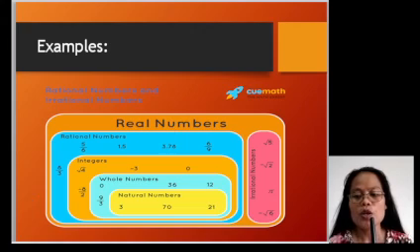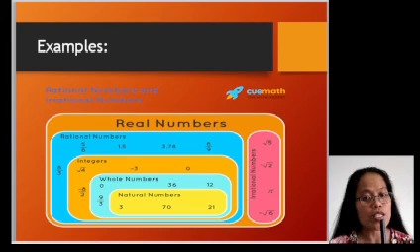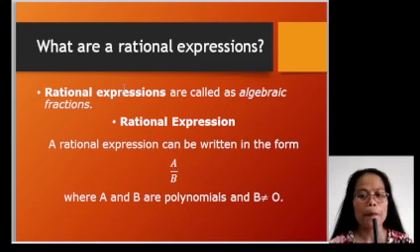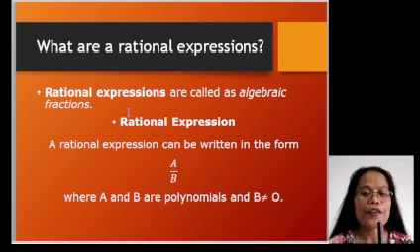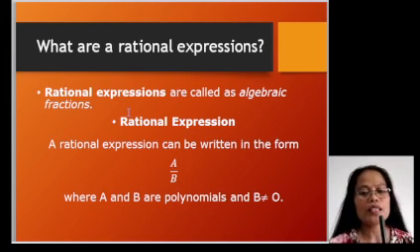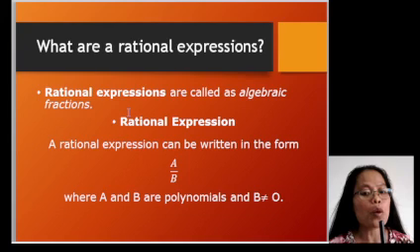And now we will go to rational expressions. What are rational expressions? Rational expressions are called algebraic fractions. If we say fraction, there is a denominator and there is a numerator. A rational expression can be written in the form a over b, where a and b are polynomials and b should not be equal to 0.